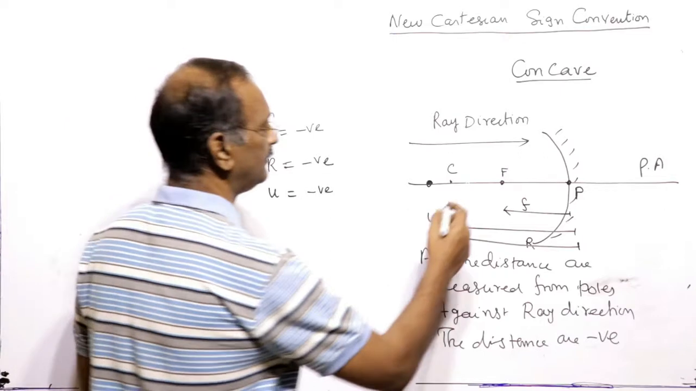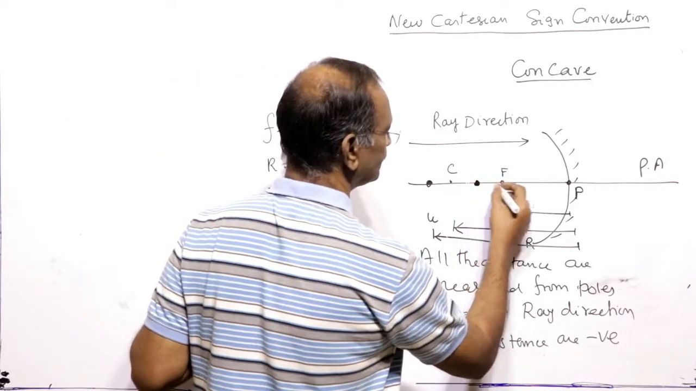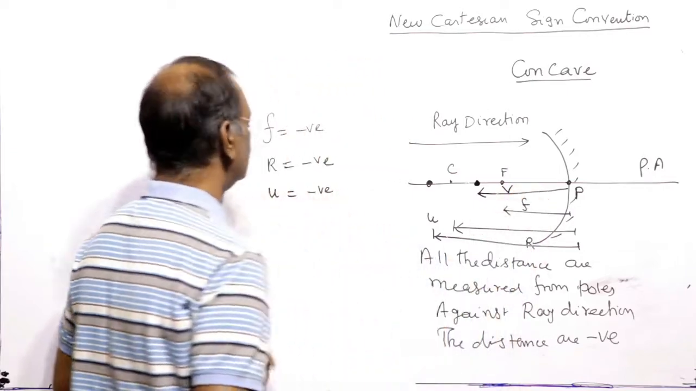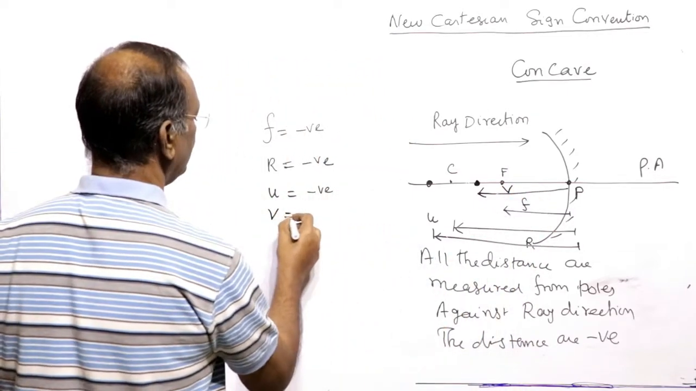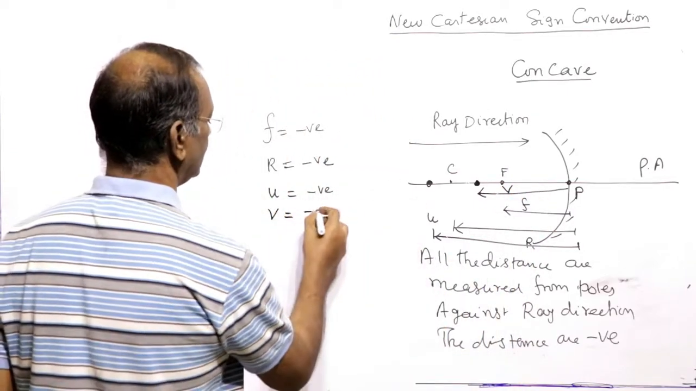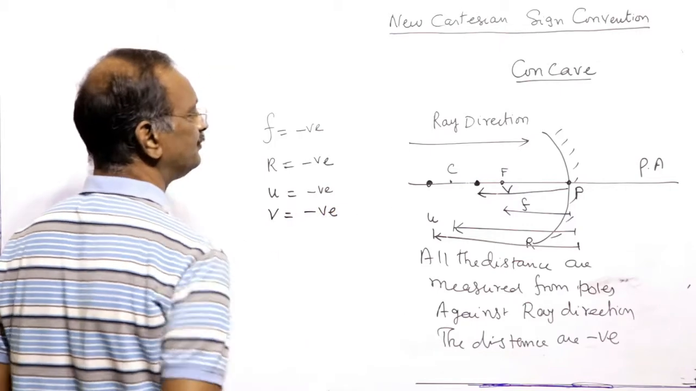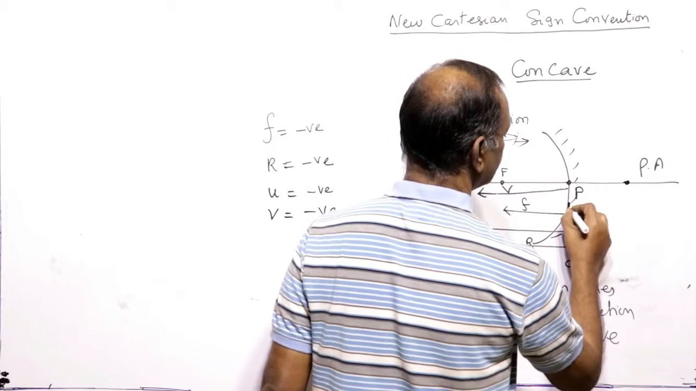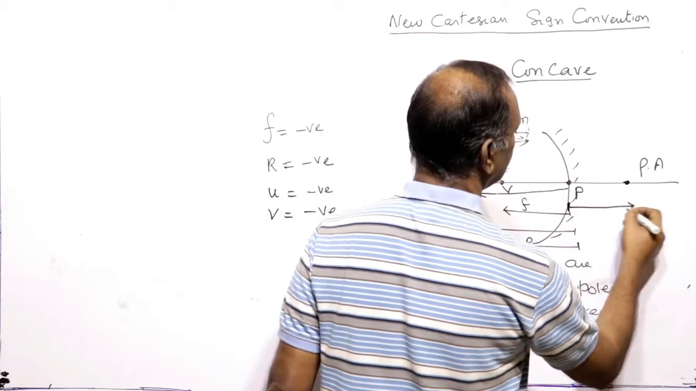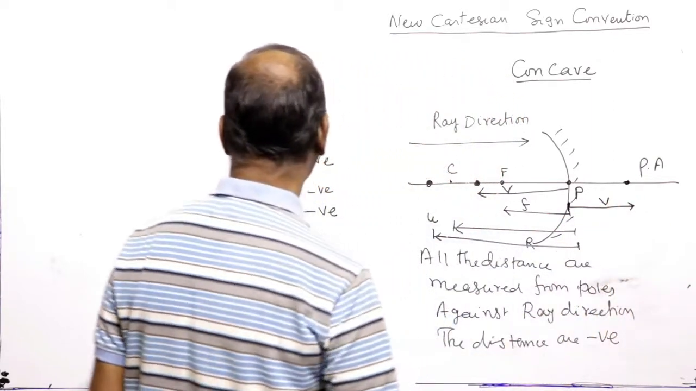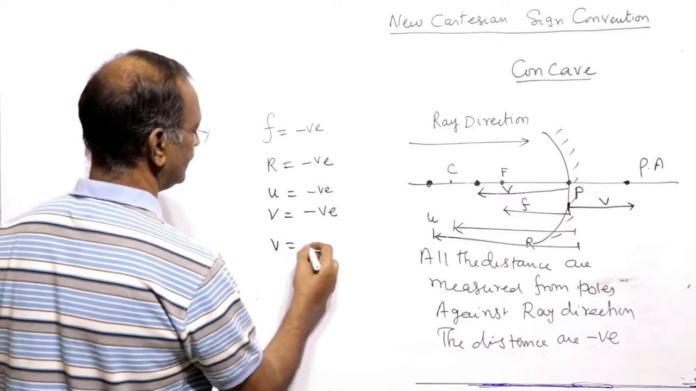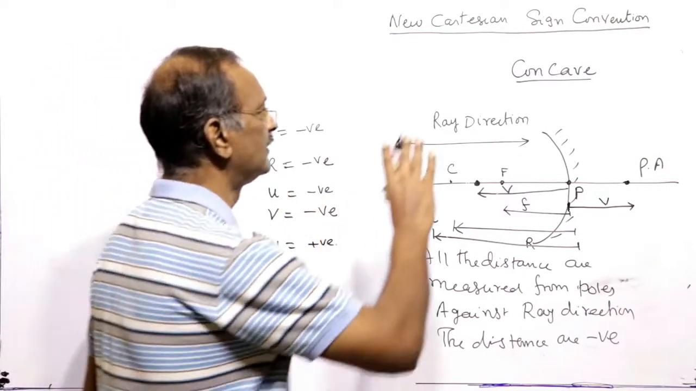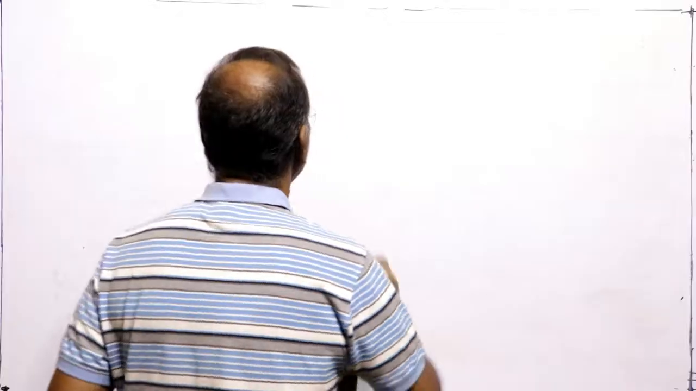And the image, suppose the image is somewhere here. In this case V is the distance of the image from the pole. This is also negative. And if the image is here, we measure the distance from here to here. This is V. In this case, V is positive. This is the case of the concave mirror.